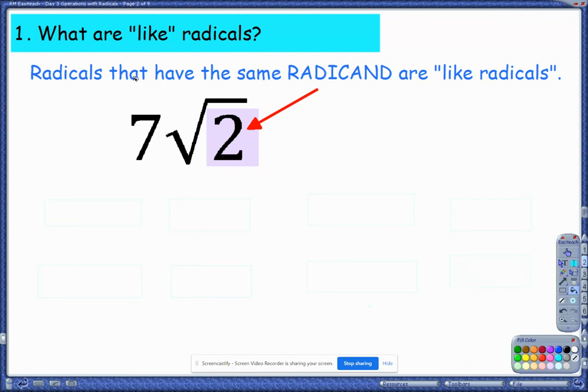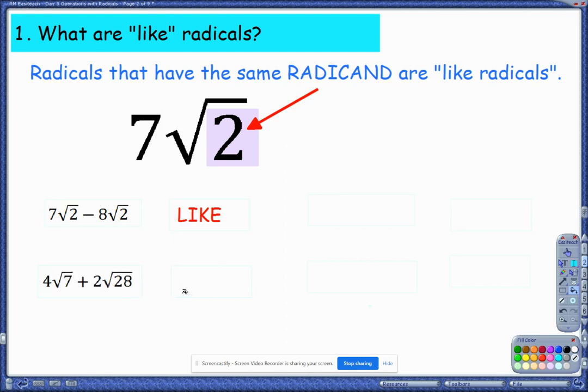So radicals that have the same radicand are like radicals. And radicand means the number inside the radical symbol. So this is 7 radical 2. So the 2 is the radicand, and anything else with the radical 2 would be a like radical. So for example, these are both like radicals because they both have radical 2 in them.